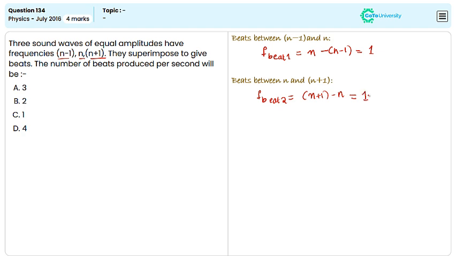And the frequency of beats between n-1 and n+1 is given by f beat 3 equals (n+1) minus (n-1), which equals 2. The number of beats produced per second will be the maximum of these beat frequencies, which is 2. So the correct answer is option B.